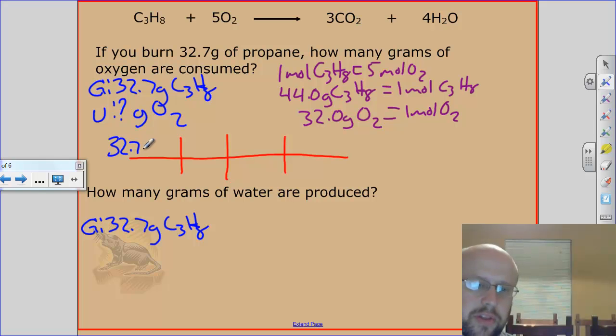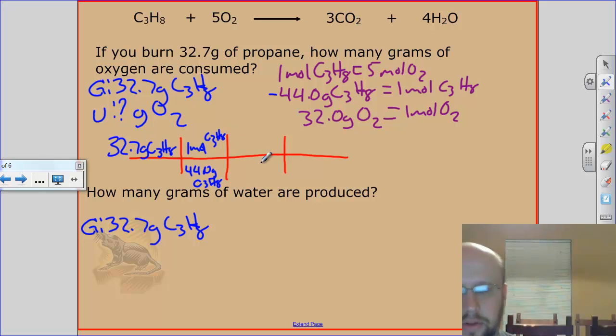Start with your given, 32.7 grams of propane. We're going to get rid of that first. I'm going to use this one first, so I want to get rid of the grams. Okay, that's 44.0 grams of C3H8, 1 mole of C3H8. Sorry, I crammed it in there a little too much, guys. So that gets rid of grams of propane. So now I've got moles of propane, need to get rid of that.